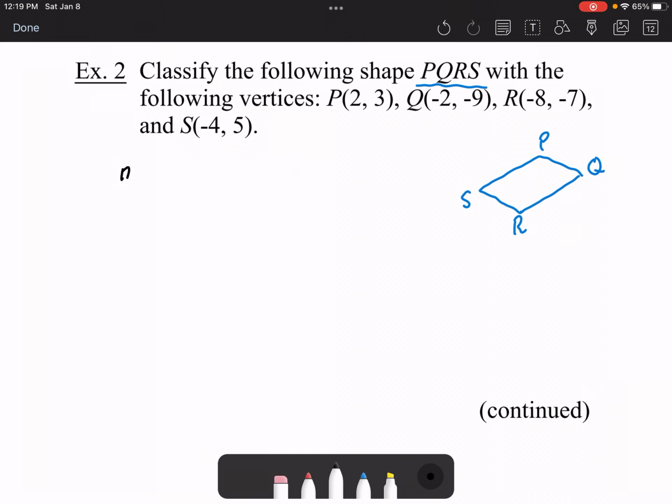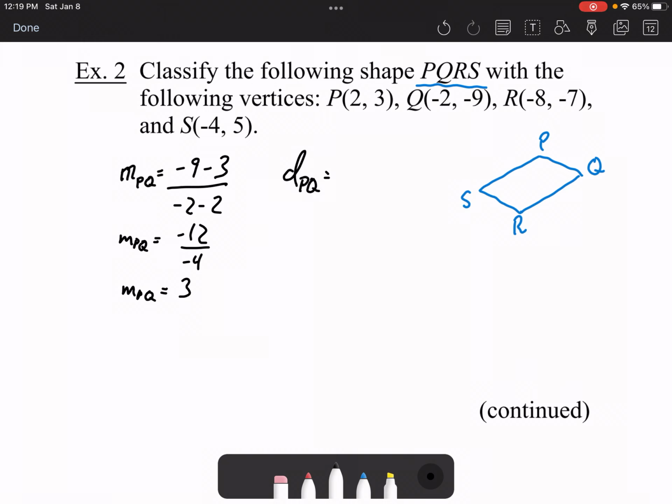So let's find the slope of PQ first. After a while you get used to it: I subtract my y values first, and then subtract the x values. Here that value is 3, so the slope is 3. At the same time, I'm going to work out the distance of PQ so that I can compare it to the other lengths.